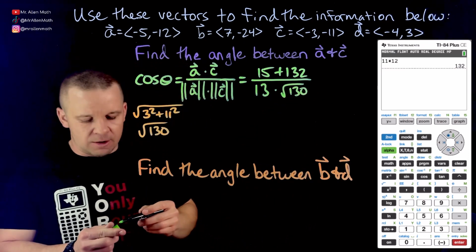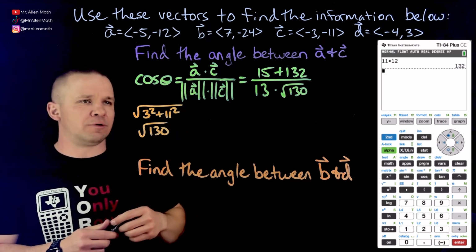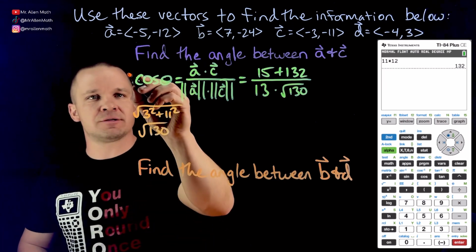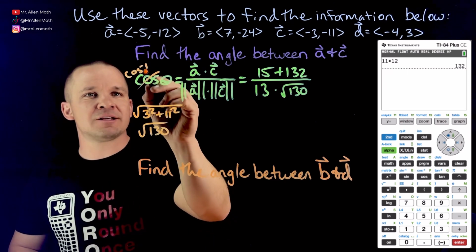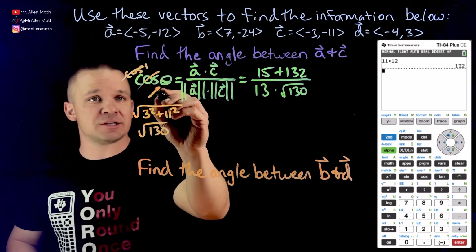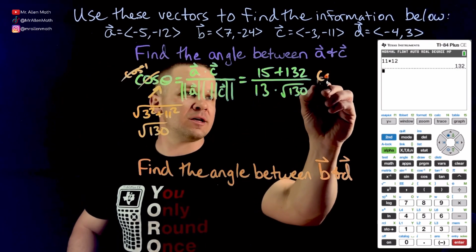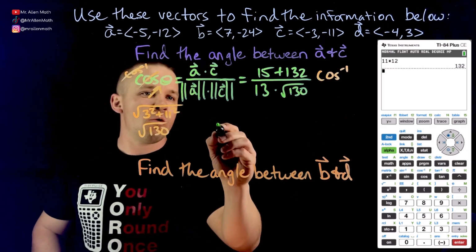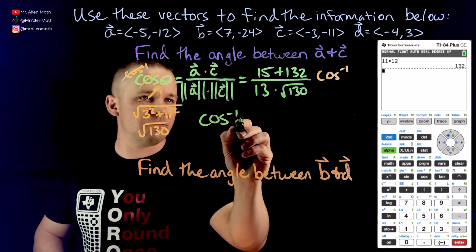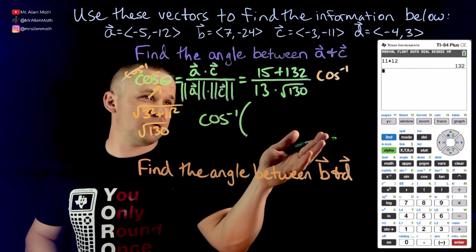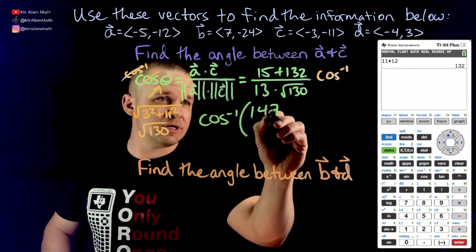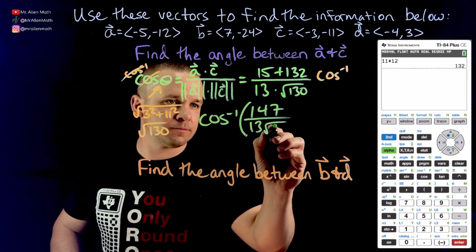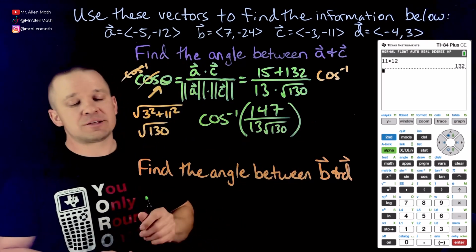Okay, so there we go. Now, that's what the cosine of theta equals. So how do I just get theta? Well, if we take the cosine inverse, that would cancel out the cosine and leave me with just theta. So I've got to throw all this into my cosine inverse. I'm going to rewrite this nice for us here. We're going to have the cosine inverse of 15 plus 132, that's 147, you don't have to do that, but I'll just do it, and then 13 times the square root of 130. That's what I'm going to type in my calculator.